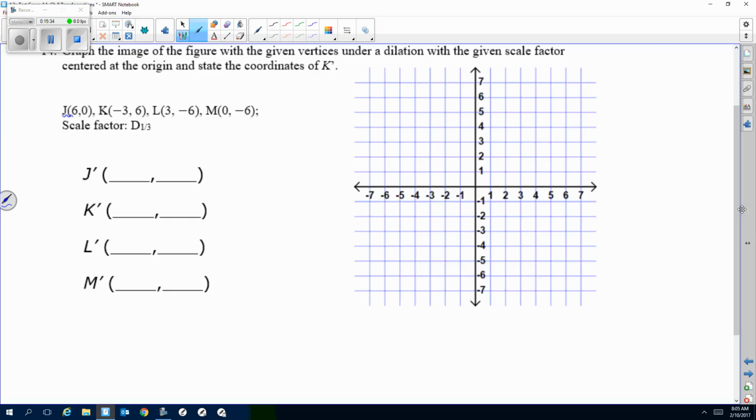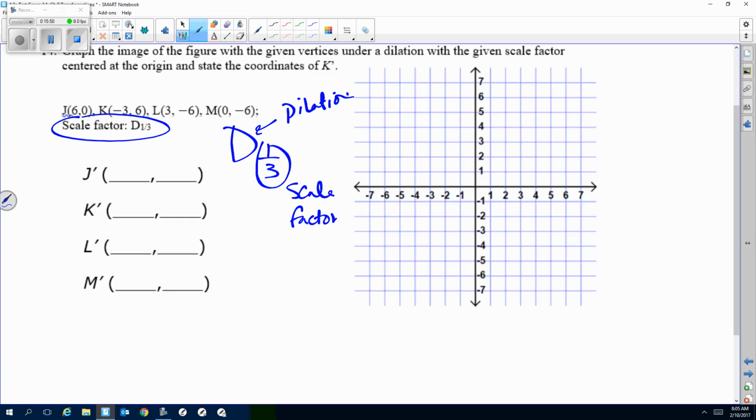So I'm doing this version, but you need to know that scale factor of D 1/3, okay? That means D is a dilation, and this is the scale factor. Scale factor tells me what I'm going to multiply by. So I'm going to multiply every number by a third, or take a third of it. So basically for J, 6 comma 0, I'm taking a third of 6 and a third of 0. So a third of 6 would be 2 and 0, okay?